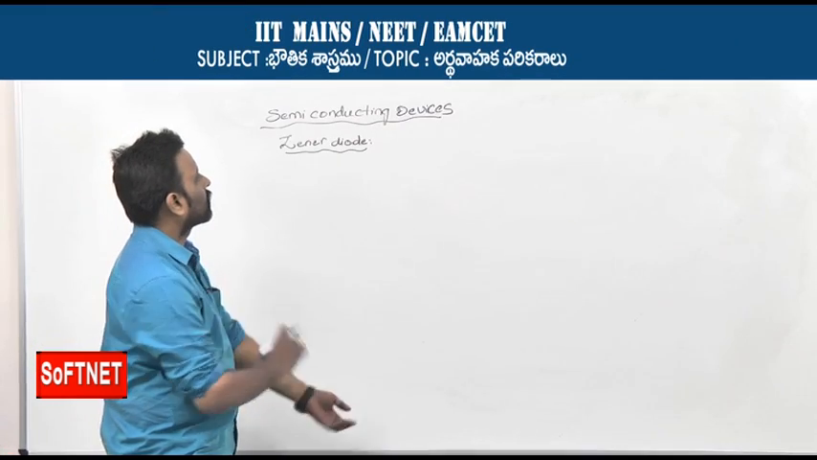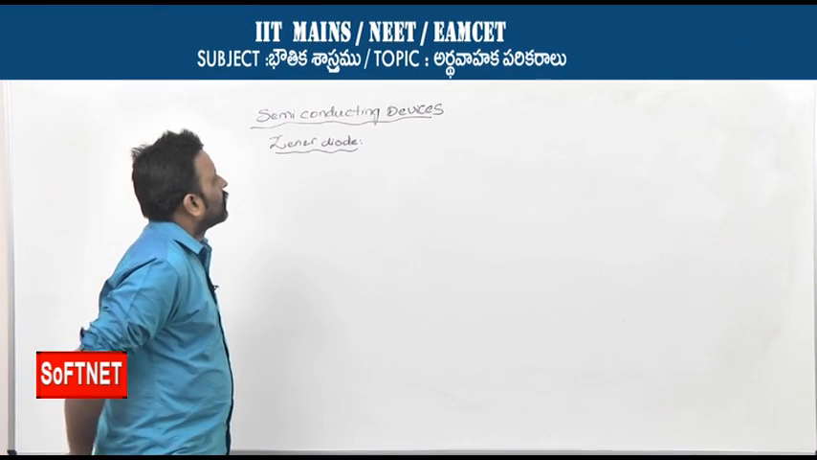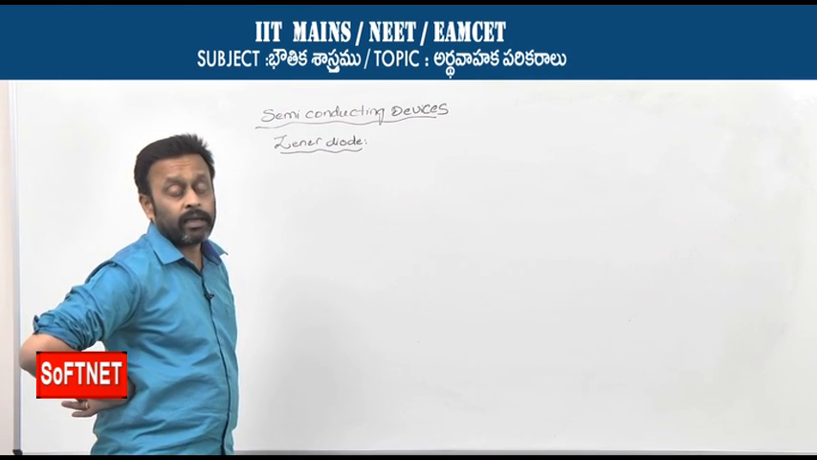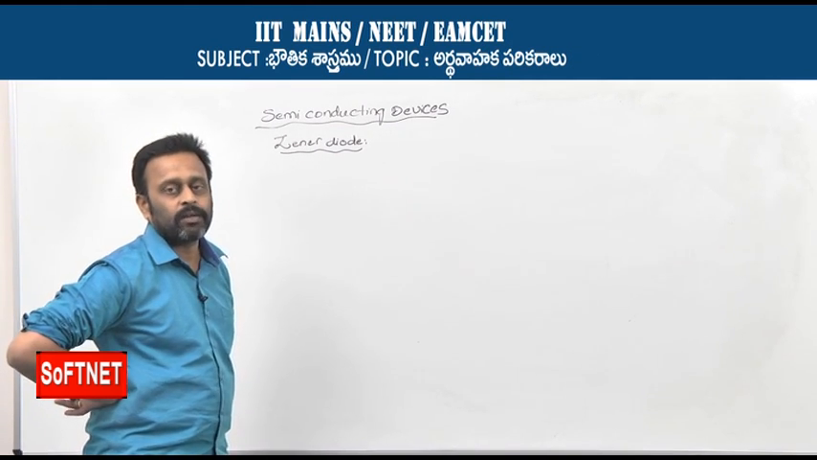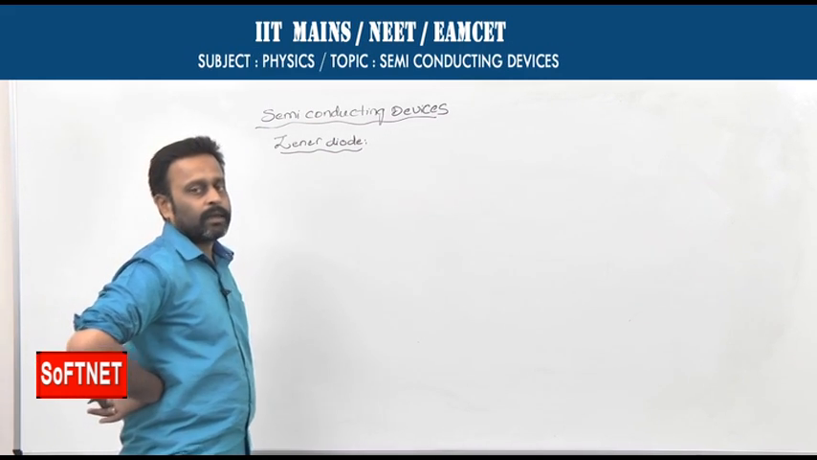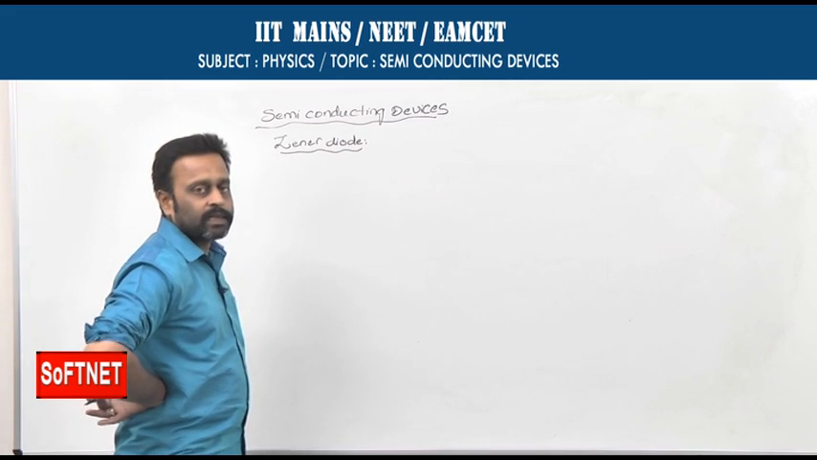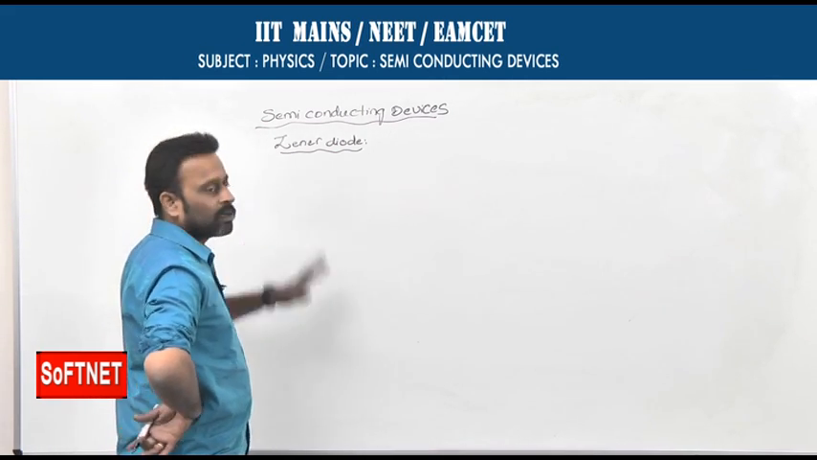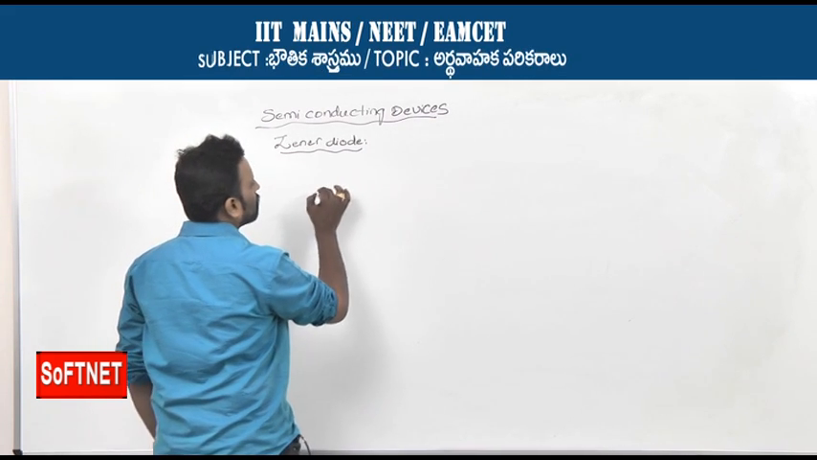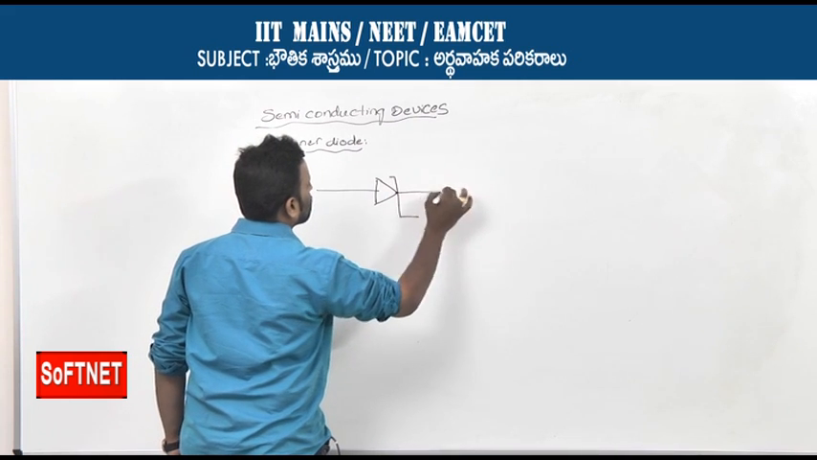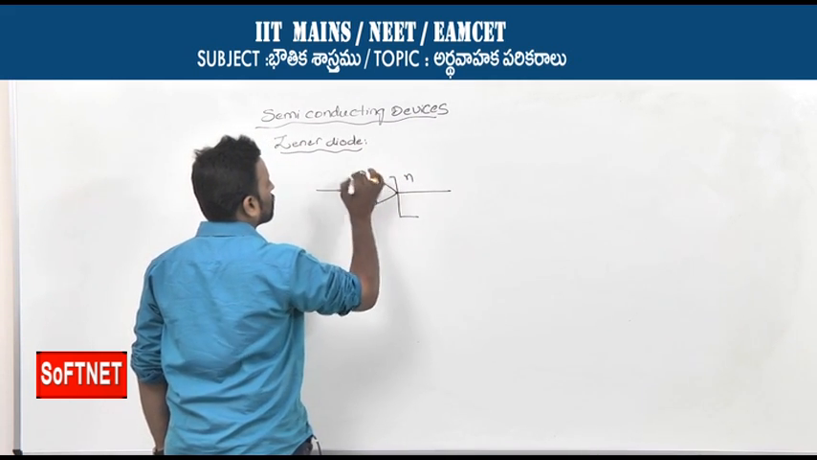Next is a Zener diode. A Zener diode is a heavily doped silicon p-n junction diode which is operated only in reverse bias condition. A heavily doped silicon p-n junction diode that is operated in reverse bias condition is called a Zener diode. Symbolically, this is the representation of a Zener diode.